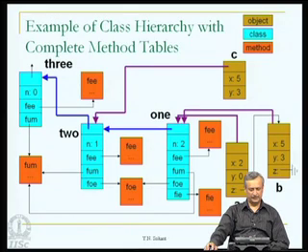So, we saw this picture in the last lecture. It just shows an example of a class hierarchy with complete method tables. The idea is to make the method invocation faster, so each class stores a complete method table. Whenever an object wants to invoke a method, the method table is looked up, the offset of the method is applied, and then the method is called. This works whether the method is inherited or implemented right in the present class.